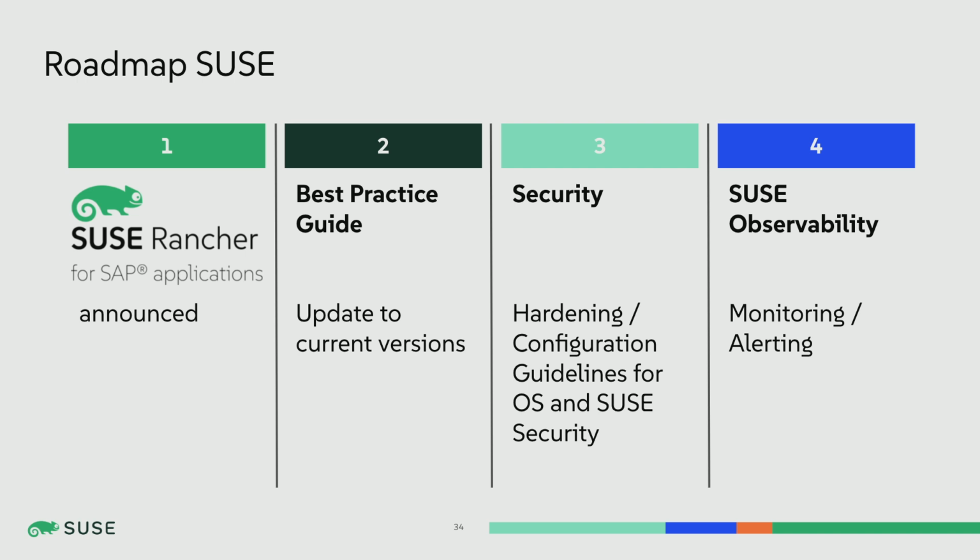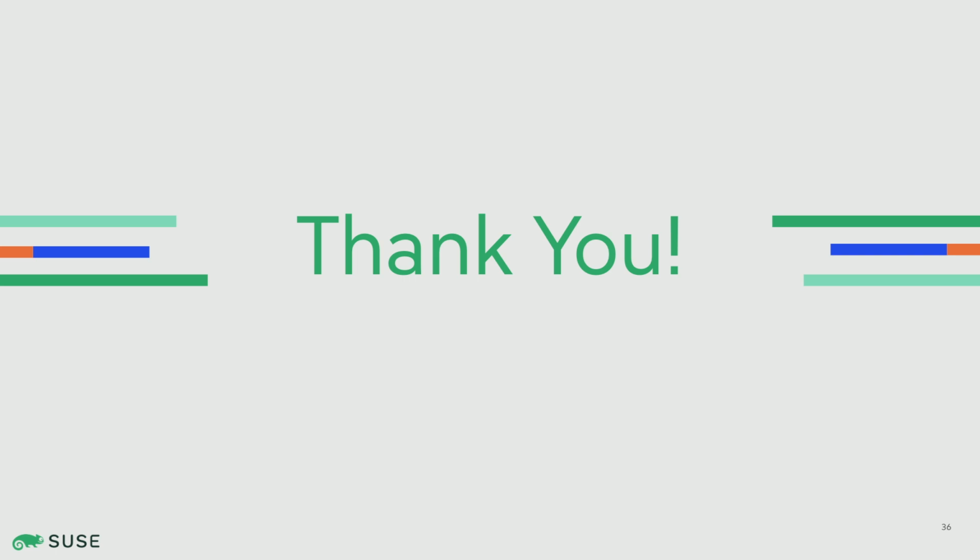And we also want to make the clusters much more secure. SELinux is at the moment disabled from the SAP side, so you need to disable it because of some components. So we're in discussion with SAP so that we can make the cluster and the operating system much more secure, and we also want to deliver some patterns for SUSE Observability. Thank you.